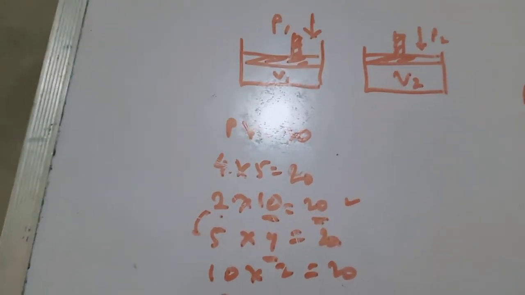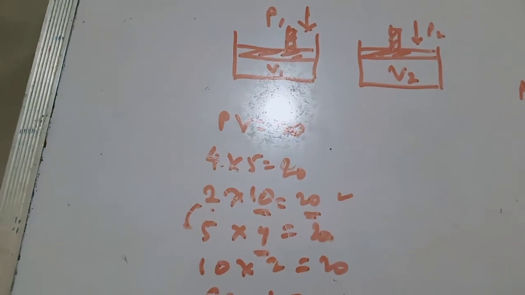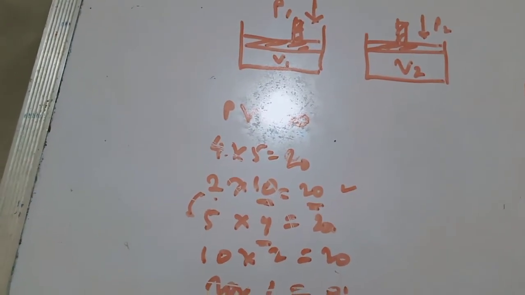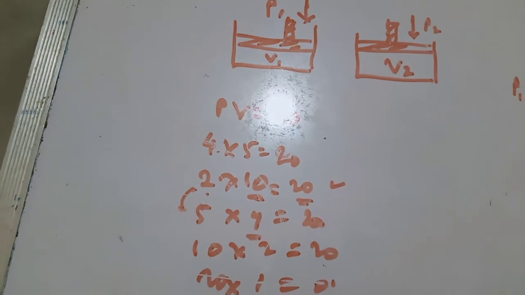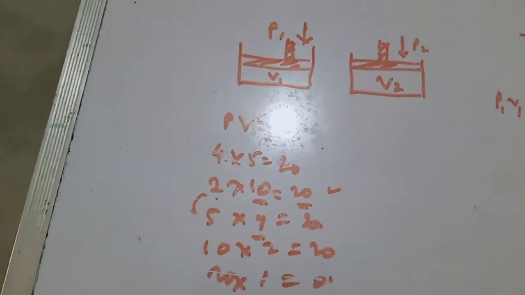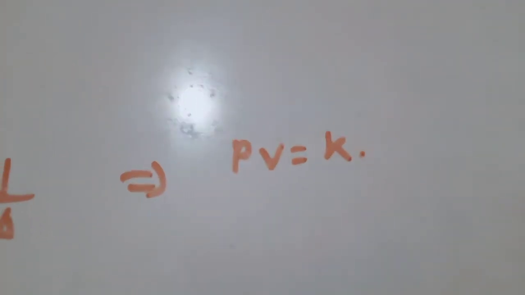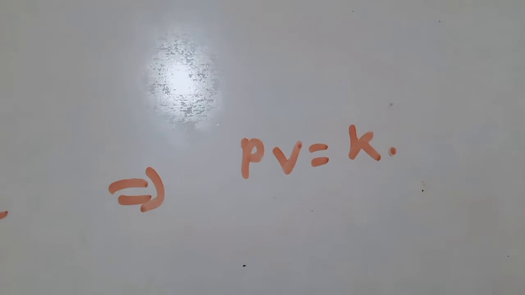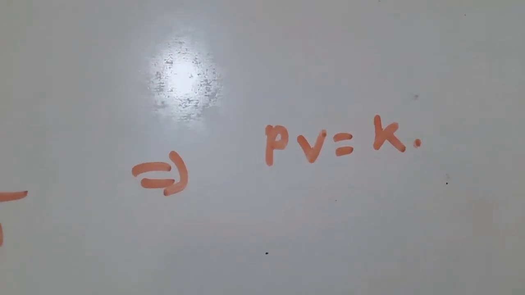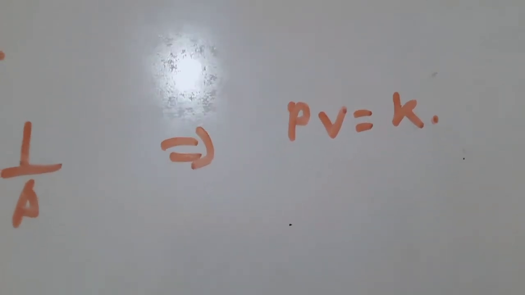It's a mathematical expression of Boyle's law where K is a constant and K depends on the mass and temperature of the gas. So alternately we can also state that at constant temperature the product of pressure and volume of a given mass of a dry gas is always constant.